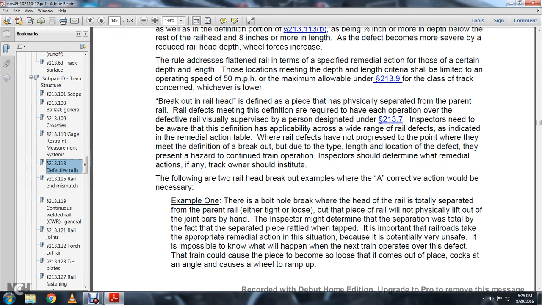The inspector needs to be aware that the definition is applicable across a wide range of rail defects, as indicated in the remedial action table, where the rail defects have not progressed to the point where they meet the definition of a breakout, but due to the type, length, and location of the defect, they present a hazard to train operation. The inspector should determine what remedial actions, if any, the track owner should institute.